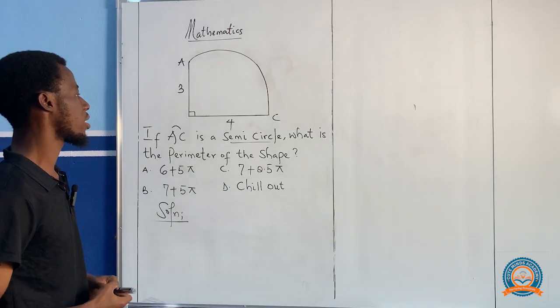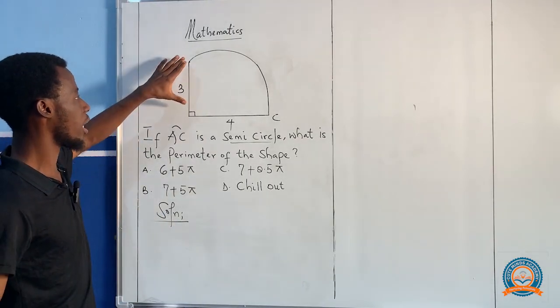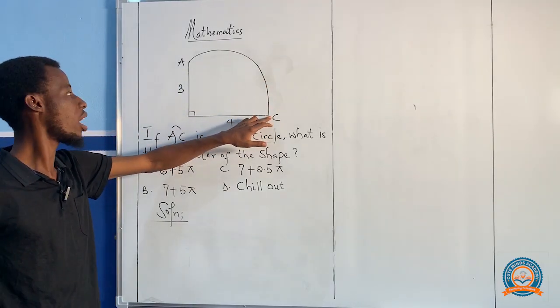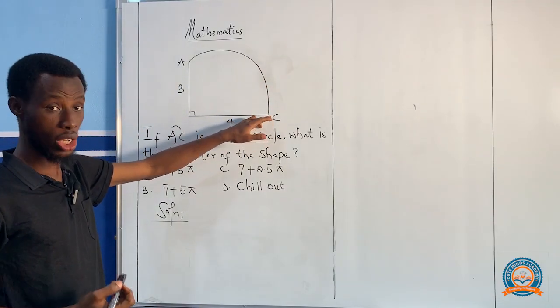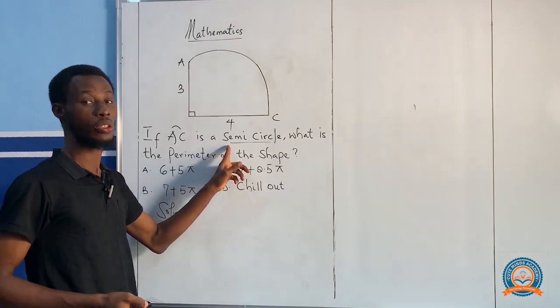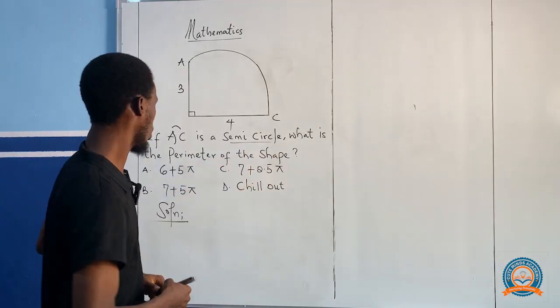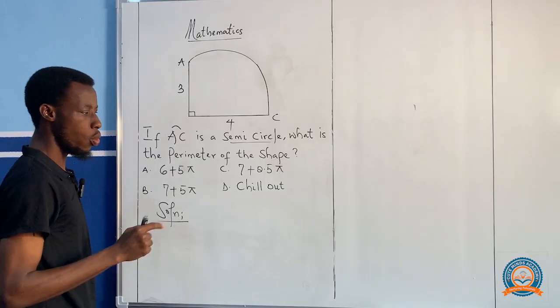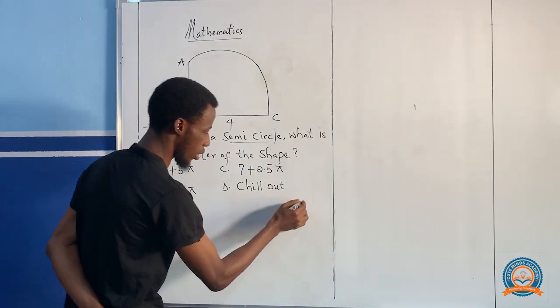We can say that if we want the perimeter, we definitely need to find the length of this arc. But it's not just an arc. We are told that it is actually a semicircle. So, to find the length of this semicircle, we might need to go back to our circle.